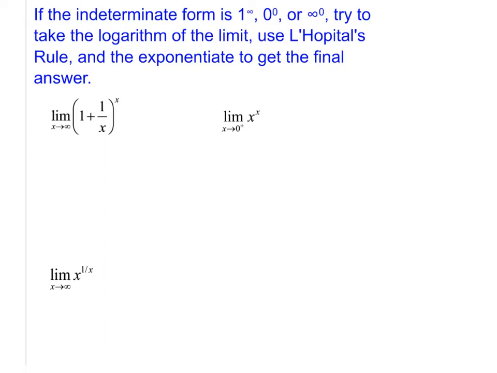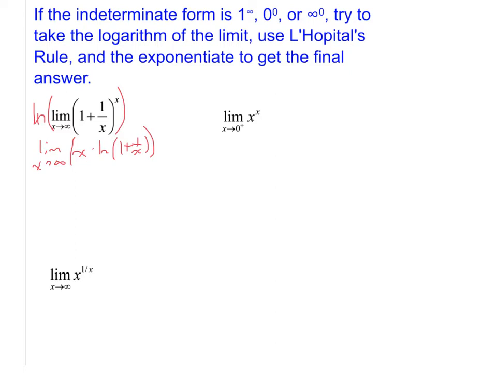So for example, the first limit here, as x approaches infinity of 1 plus 1 over x all raised to the x. Well, as x approaches infinity, my inside approaches 1 raised to the infinite power. So that is in this form. So if I take the natural log of all of this, I can move the x down in front because that's the power property for logarithms. So this would be the limit as x approaches infinity of x times the natural log of 1 plus 1 over x.